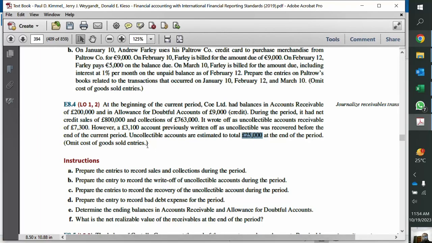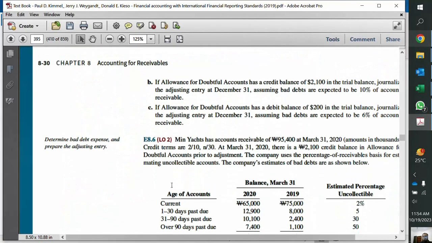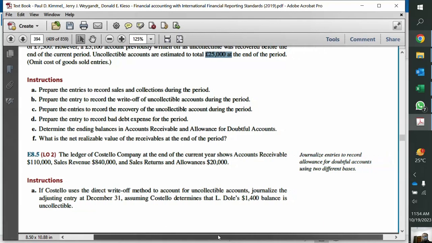So we worked out the total gross value over here, and the net is after the allowance for bad debt account after the adjusting entry. So the net will be whatever the accounts receivable is minus 25,000. Right. So now let's do one more exercise for determining the amount.